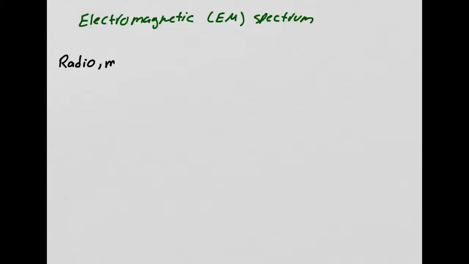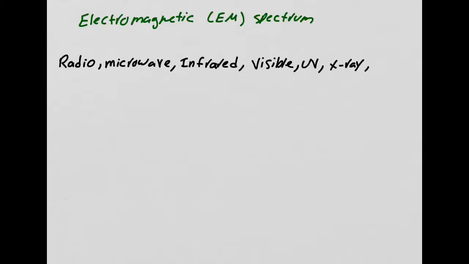What's the one after that? Do you remember? Microwave, right? Microwave is also pretty low energy. After the microwave was infrared, IR. Then after that was visible. Then it was UV. Then it was X-ray. And then the last one was gamma ray. So gamma ray and X-ray have high energy, right? Radio and microwave have low energy.